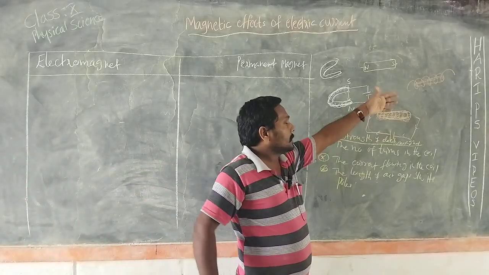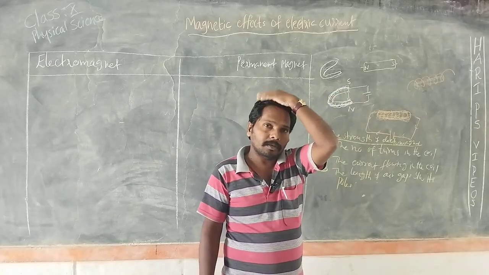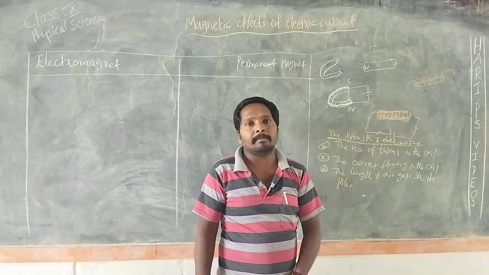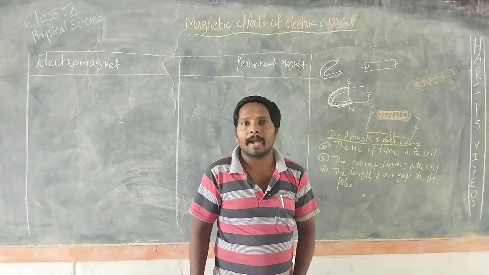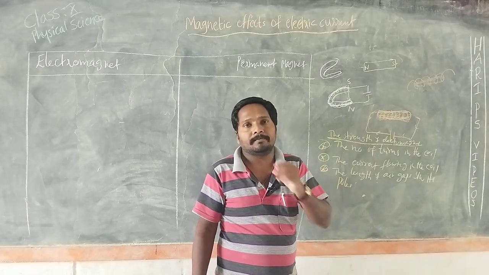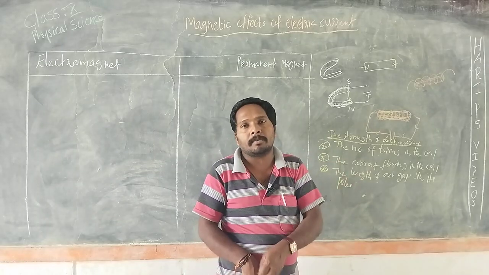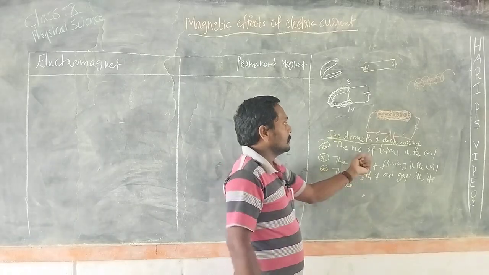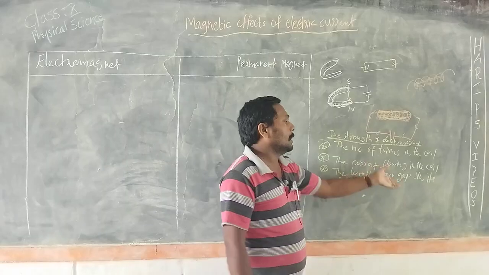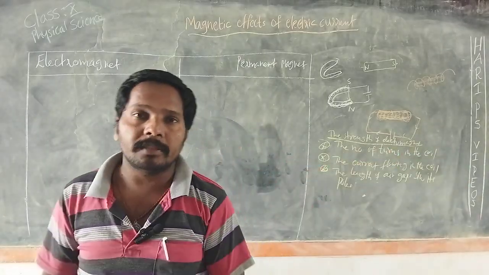So instead of using permanent magnets, it is better to use electromagnets. In the case of a permanent magnet, we cannot change the strength of the magnet. But in the case of an electromagnet, we can change the strength of the electromagnetic field by changing the number of turns in the coil, the current flowing in the coil, and the length of air gaps between the poles.